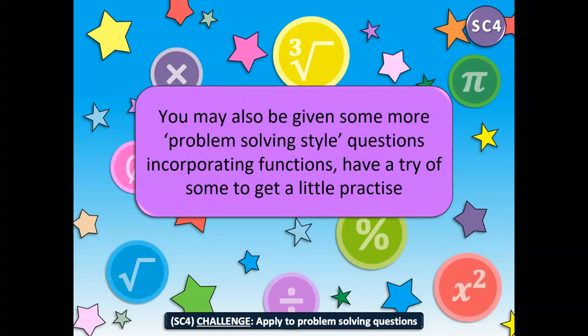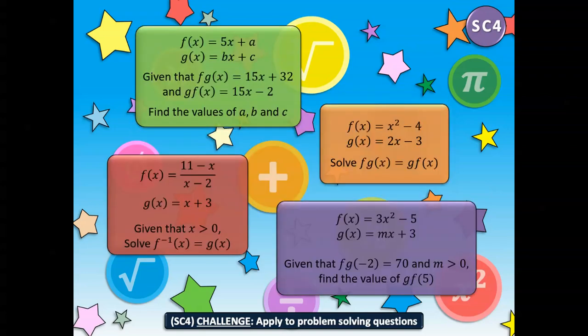You may also be given some more problem-solving style questions incorporating functions. Have a try of some of these to get a practice. Pause the video, and when you're ready to mark your work, press play.